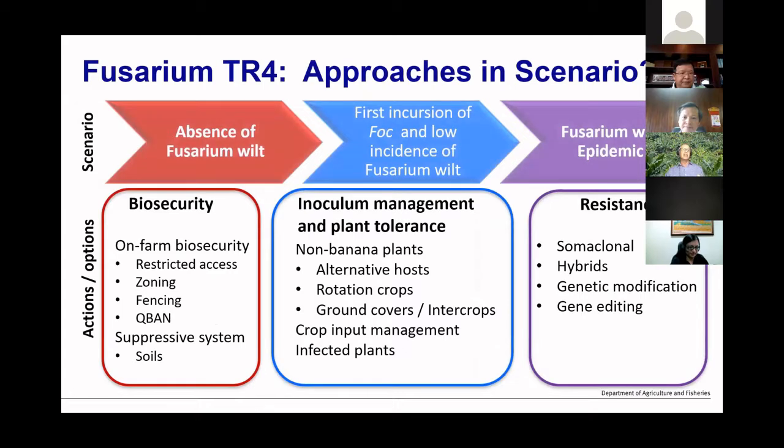And to show this in another way and highlight some of the options of different management strategies, on the left of the screen, we have biosecurity practices like restricting farm access, zoning, fencing, clean planting materials. On the far right of the screen, we have developed some of the resistant cultivars through some clonal variants, hybrids, genetic modification, and gene editing like we heard last week.